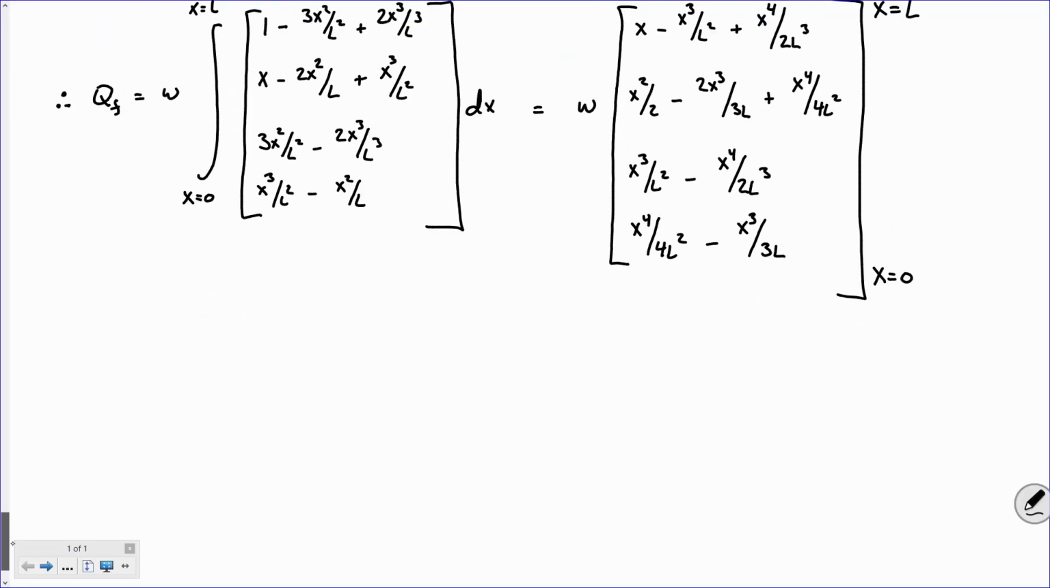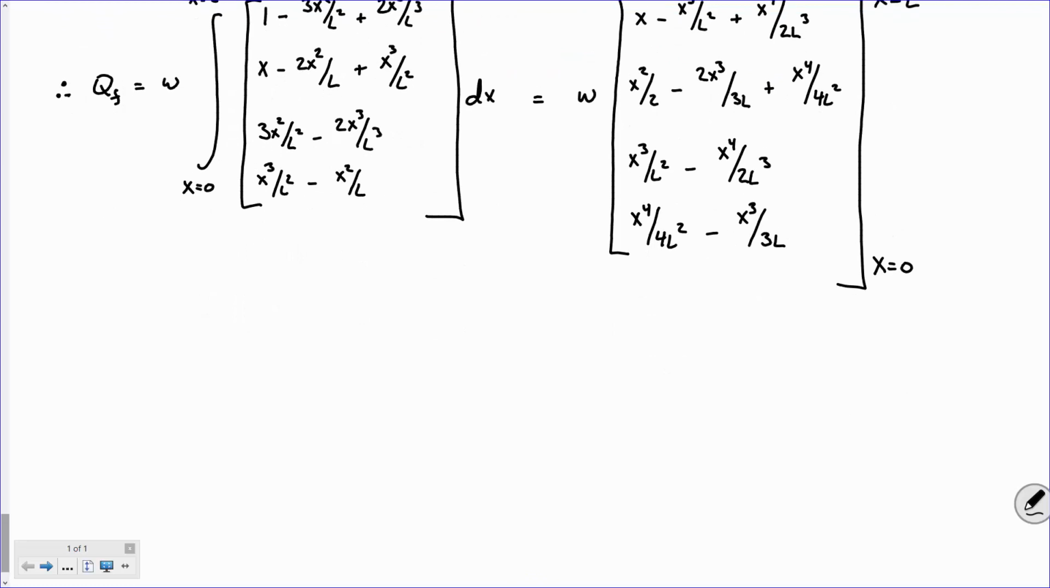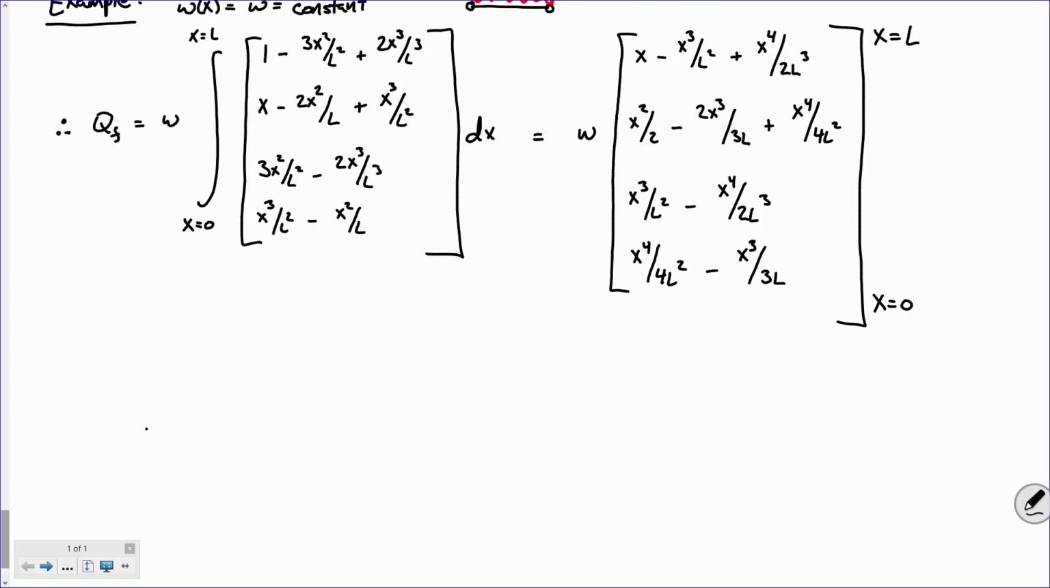All right. Y'all have all this written down, or you need a minute? Okay. So let me drag it up a little bit so I have a little bit more room to write. So equals. What do I have? I have W on the outside. And all I need to do is just plug in L, right? So I have L minus, what do I have? I have L cubed over L squared, right? So L plus L to the fourth over 2L to the third, that's L over 2, right? Did I do that right?